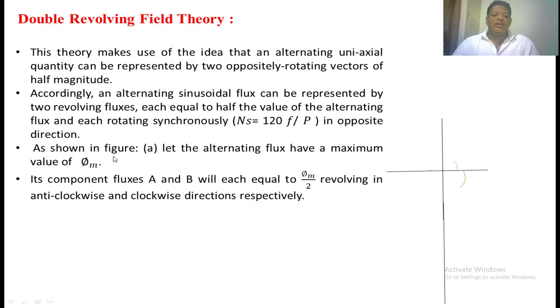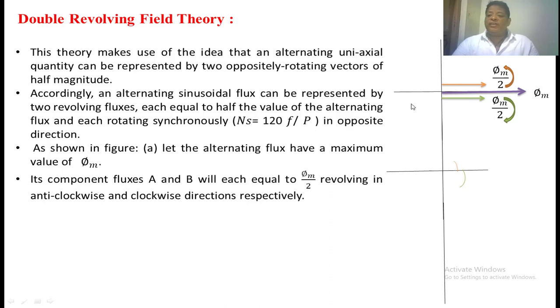Now we are going to see this. This is the sinusoidal flux whose magnitude is phi m. Now this can be resolved into two components. One is phi m by 2, and this is another phi m by 2. This one is rotating in this direction, and this one is rotating in the opposite direction.